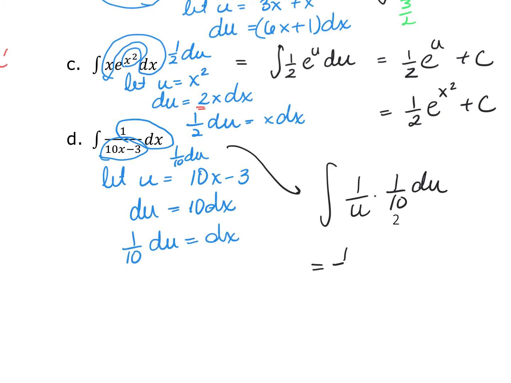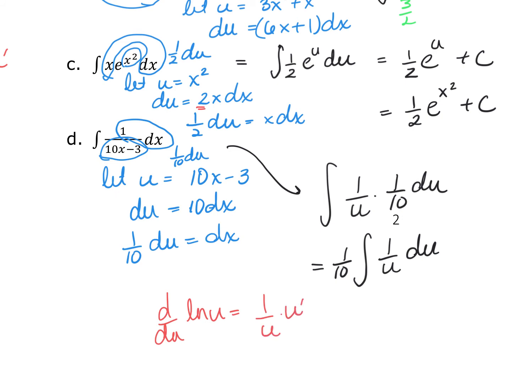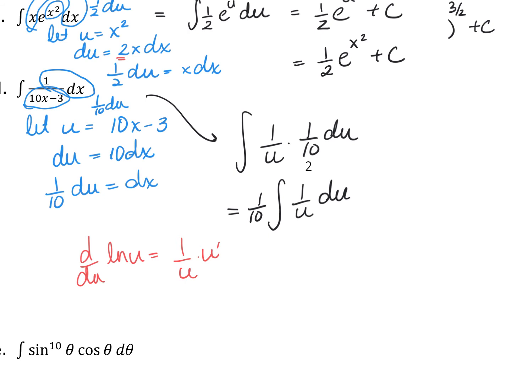So I'm going to bring this 1/10 out front, and I have the integration of 1 over u du, and this is the only time I'm not going to reverse the power rule. The reason is that u to the negative 1 plus 1 would mean that I'd be dividing by 0, so I can't reverse the power rule. In fact, I know that the derivative with respect to u of the natural log of u is 1 over u. So this becomes 1/10 the natural log, don't forget the absolute value, of u plus c.